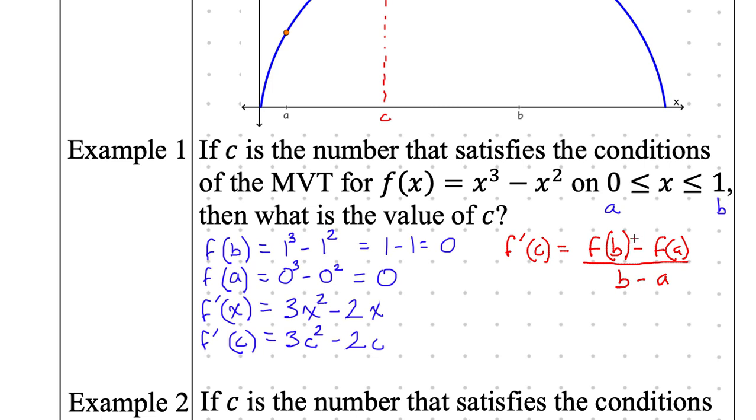So from here, let's go ahead and make our substitutions. We know what f prime of c is. So f prime of c on the left-hand side is what? Shout it out. 3c squared minus 2c. On the right-hand side, shout it out.